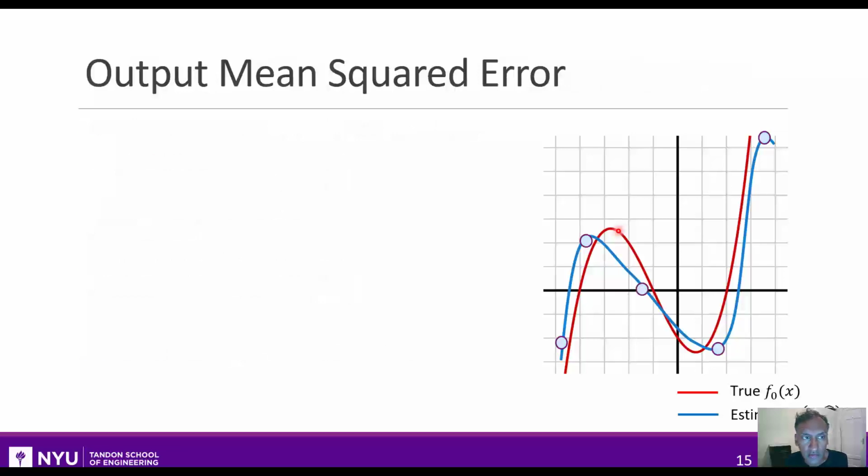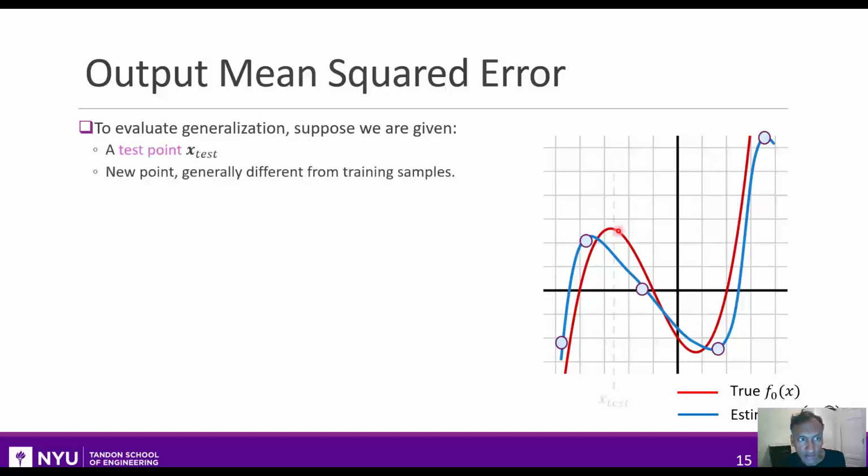Well, to do this, I'm going to introduce something called the output mean squared error. And it's just this. Remember that the key idea in generalization is to understand how the function behaves on new data points that have not been in the training data set. So let's imagine that I take a new value of x. Let's call it x test, the test point in this. And this here is some value that I didn't measure y at.